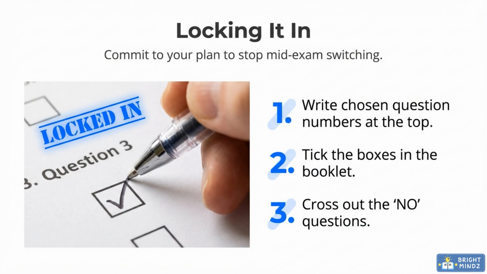Once you've decided which questions you're doing, you need to lock that decision in. This prevents the mid exam switching that burns time and energy. First, clearly record your chosen question numbers so you can't accidentally change later. Next, use the exam's boxes or spaces to mark your selections so the examiner can see them easily. Finally, physically cross out the questions you're definitely not doing. You're telling your brain, decision made, now just execute.